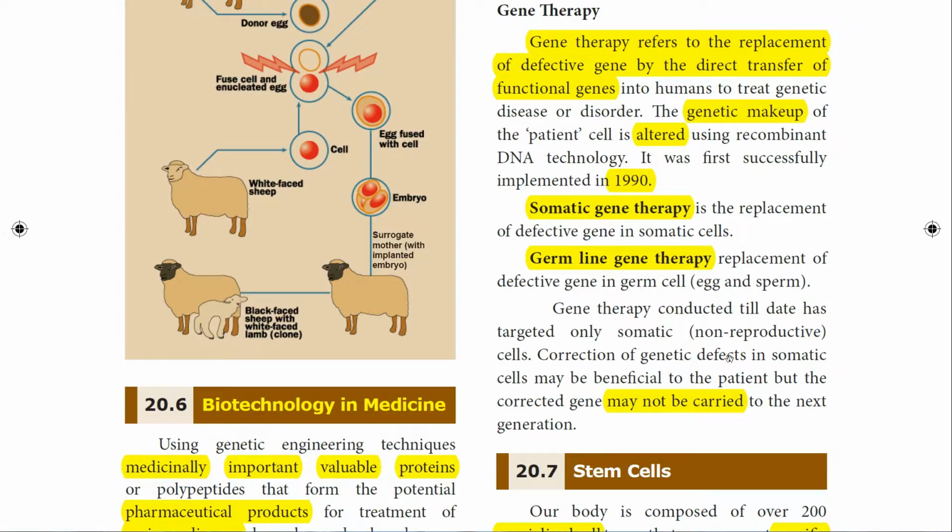The correction of the genetic defects in the somatic cells may be beneficial only to the patient, because the correction is done in the somatic cell, and so it cannot be transferred to the next generation. Only if the correction is done in the germ cell can it be transferred to the next generation.